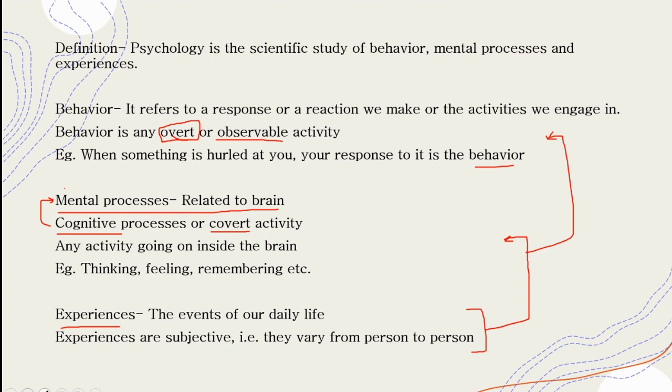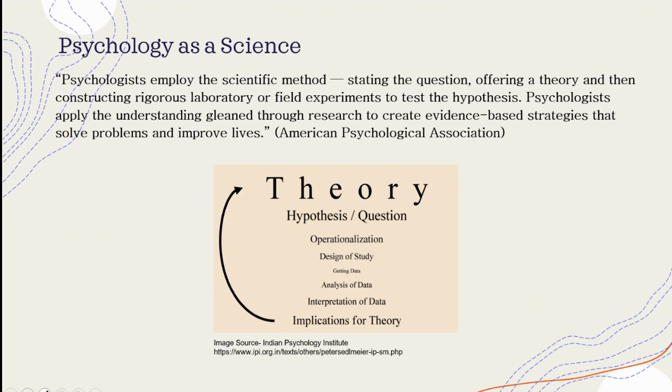Why do we say that? Because psychology is a science. Just like pure sciences, physics, chemistry, mathematics, psychology uses scientific methods to answer questions. As we see here in this paragraph of the American Psychological Association, or the APA, it says psychologists employ the scientific method: stating the question, offering a theory, then constructing a rigorous laboratory or field experiment to test the hypothesis. Therefore, psychologists also use evidence based research to solve problems and improve our lives.